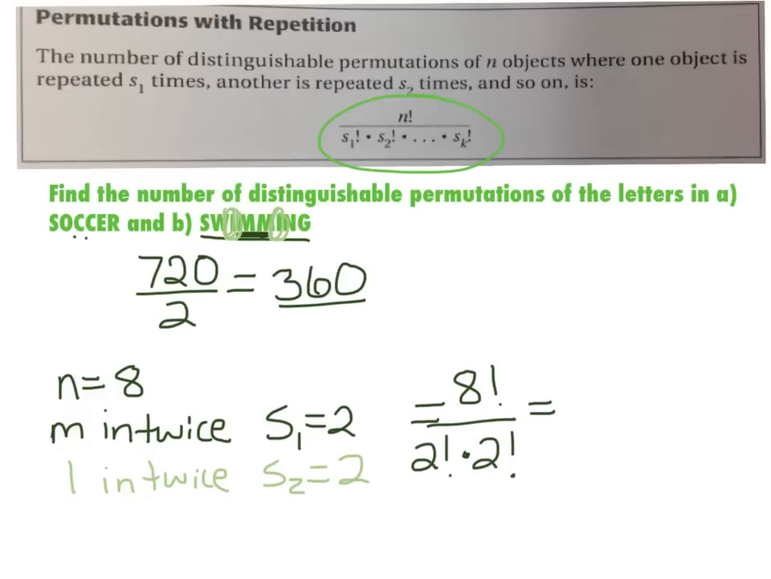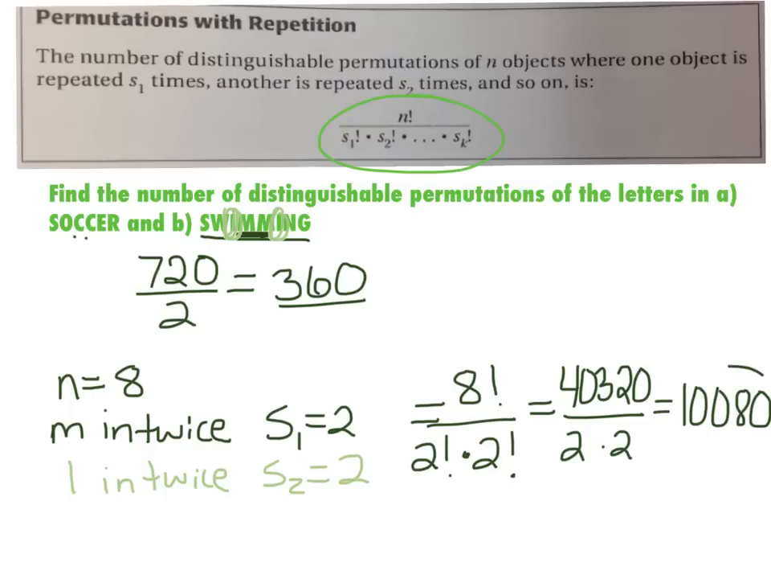So 8 factorial is 40,320. And then 2 factorial is 2, so 2 times 2, basically we're dividing it by 4, and we get 10,080. So it's a fourth of what it would have been had they all been different letters, because 2 of them repeat twice.